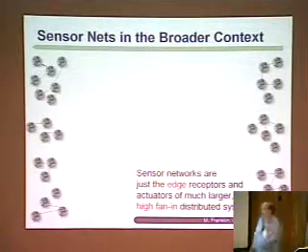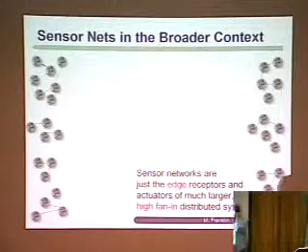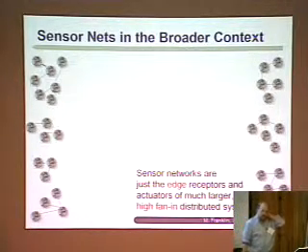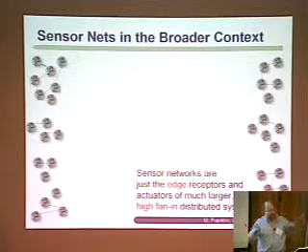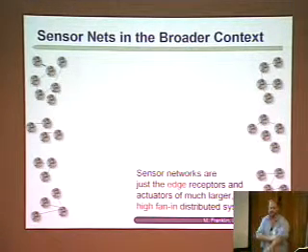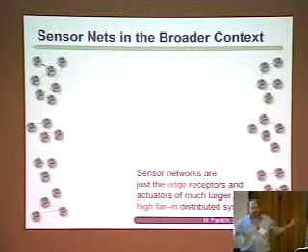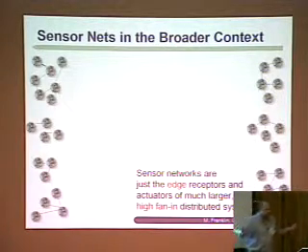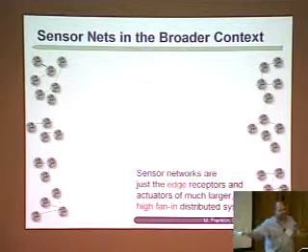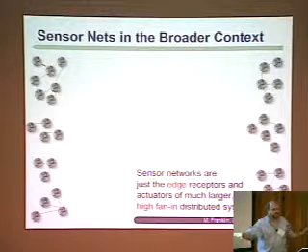So what do I mean by sensor networks in a larger context? There's a lot of applications where you're going to have lots and lots of these sensor devices out at the edges of the network. They're going to be doing a lot of data collection, and a lot of the data they collect is actually not that useful at any given moment.